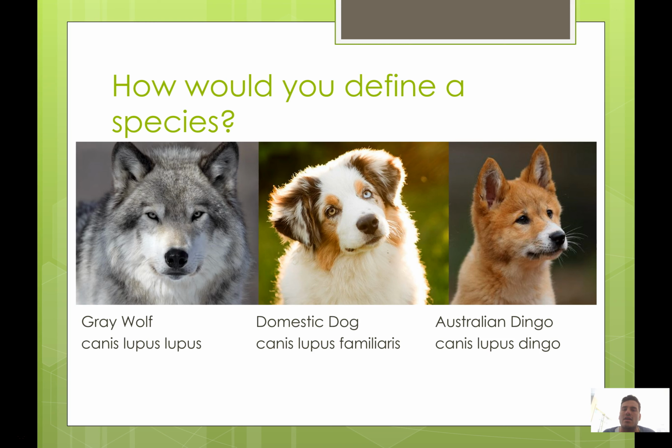But if you actually go into the depths of it, most scientists today believe that all three of these individuals fall within the same species, Canis lupus, all right? But the grey wolf is the subspecies Canis lupus lupus, the domestic dog is Canis lupus familiaris, and the Australian dingo is Canis lupus dingo, okay? And because of that, you can actually get crossbreeding in all of these breeds, okay? Obviously, you're not going to get a Chihuahua mating with a grey wolf, and that's where this question starts to arise. How do you define a species? And this question is going to be huge later on when we look at human evolution.